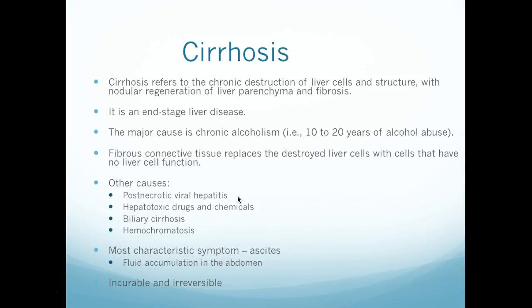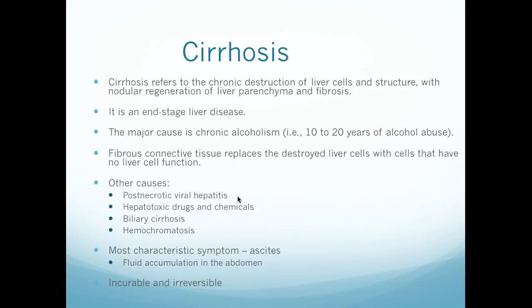It can be from viral hepatitis, from drugs and chemicals, and biliary cirrhosis also, hemochromatosis also. The one thing that you're going to see with patients that have cirrhosis of the liver is ascites in the abdomen.